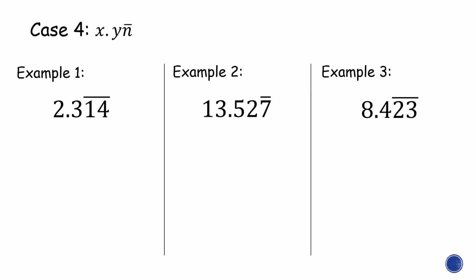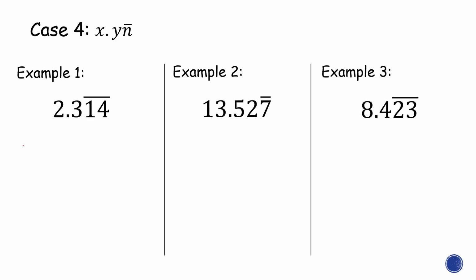Here, this is a combination of case 2 and 3. So the ones digit is given, and there's actually a tens digit in example number 2. And then after the decimal point, there is a non-repeating digit. So how are we going to answer this kind of question?